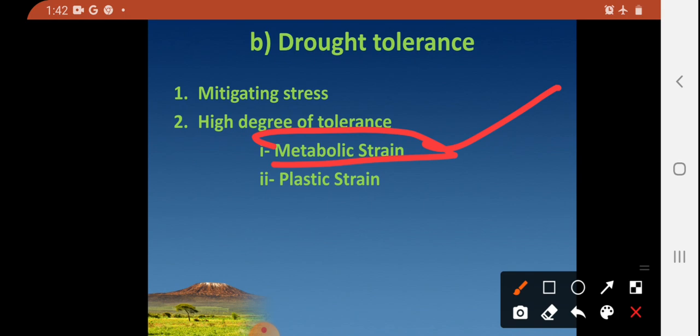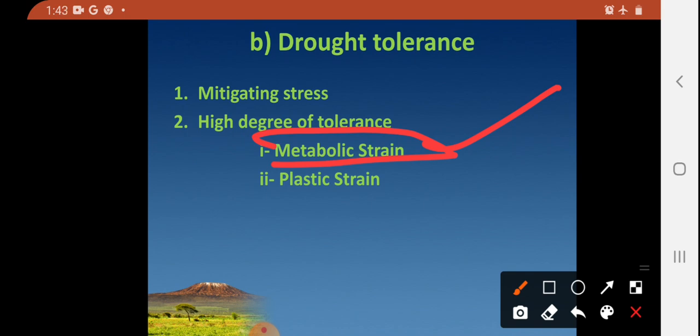Next is plastic strain. Plastic strain means irreversible loss of plant tissues because of this severe drought situation. This mechanism involves killing of transpiring portions and keeping propagating materials without desiccation. See, in many perennial plants, the above-ground parts die off during drought condition, and underground parts, for example rhizomes, bulbs, tubers, remain alive but in dormant condition.